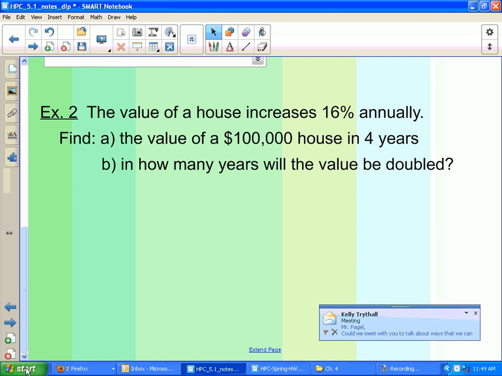All right, so we've got: find the value of a $100,000 house after 4 years, and in how many years will that be doubled?